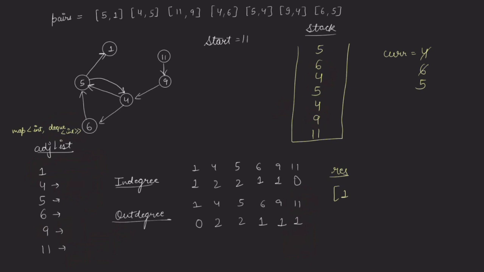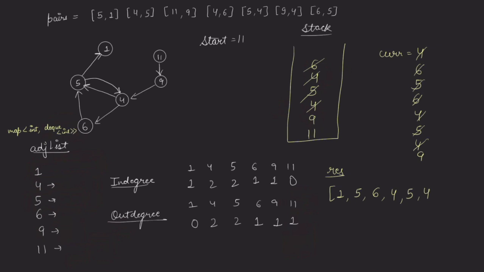Then current node is 5. For 5, we are not having any adjacent element. We will remove this 5. It will be added into the result. Then current node will be 6, again no neighboring elements, it will be added here. Then the current node will be 4, no adjacent elements, it will be added here. Then current node will be 5, no adjacent elements, added into the result, removed from the stack. Then current node is 4, no adjacent element, it will be added to the resultant vector and removed from the stack. Then the current node is 9, no adjacent element, will be added to the result and popped from the stack. Then the current node is 11, no adjacent element, we will remove it from here and we will add it in our result. So this is the path that we have got, right?